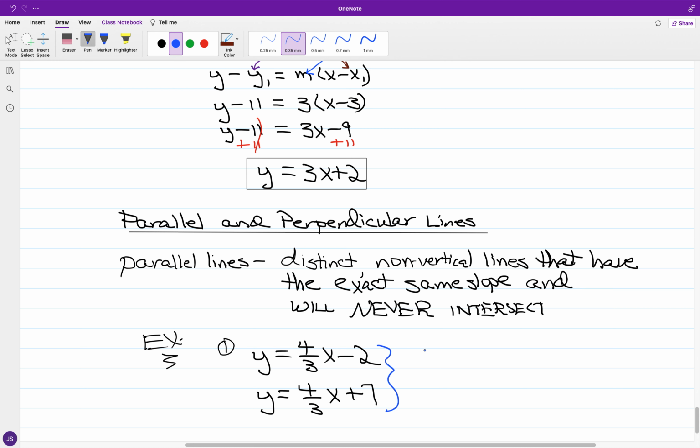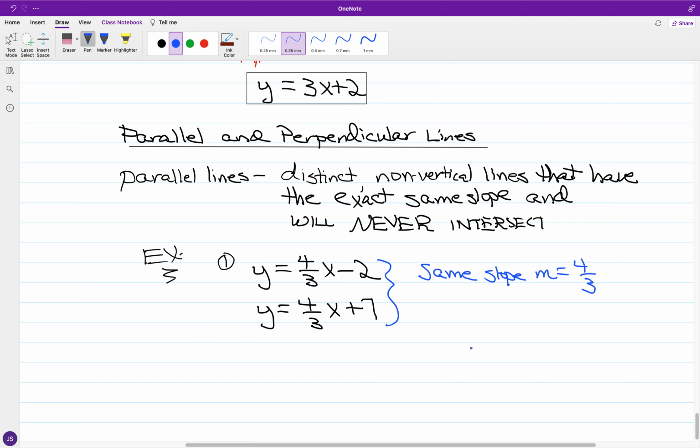But now the main criterion for parallel lines is going to be having the same slope, which in this case is going to be the x-term coefficient. So you have the same slope at 4/3, and with the same slope and the lines being different from each other, they're not going to come into contact, and so we can say that the lines are parallel.